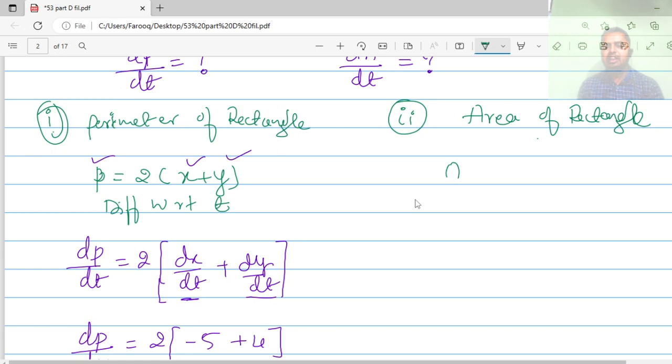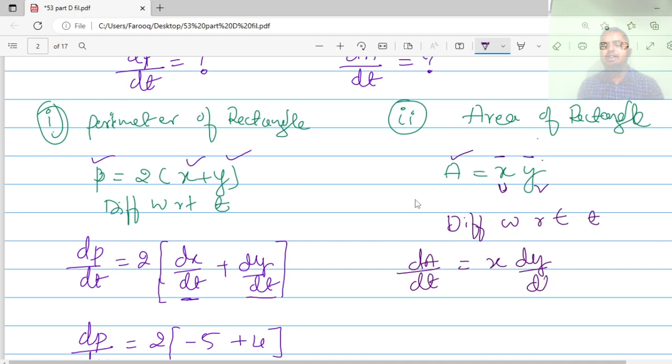Area of rectangle, denoted by A, is length into breadth, that is x into y. Now applying the product rule here, this is u and this is v. Differentiate with respect to t. Derivative of A is dA by dt. This is x as it is, product rule we are applying on the right side, and derivative of y is dy by dt, plus y as it is into dx by dt.